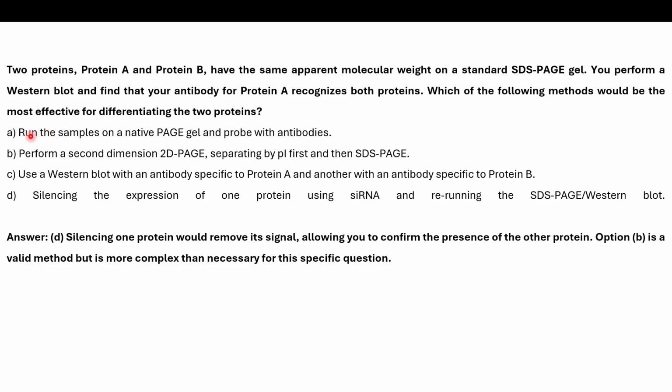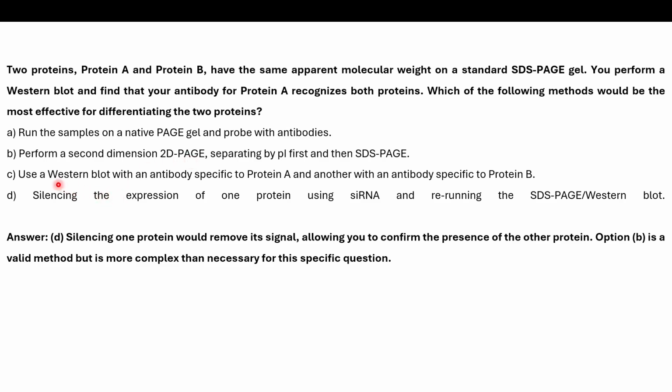Okay, so the options given are: run the samples on native page gel and probe with antibodies; perform a second dimension 2D page, separating by PI first, I mean the isoelectric point first, and then SDS page; or use a Western blot with an antibody specific to protein A and another with an antibody specific to protein B; or silence the expression of one protein using siRNA and rerun the SDS page or Western blot. So actually, both B and D are usable options here. However, doing 2D page itself is a little trickier thing.